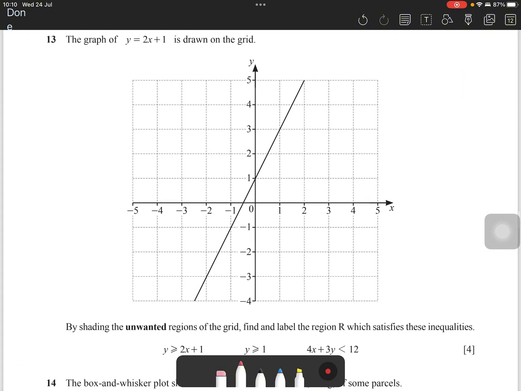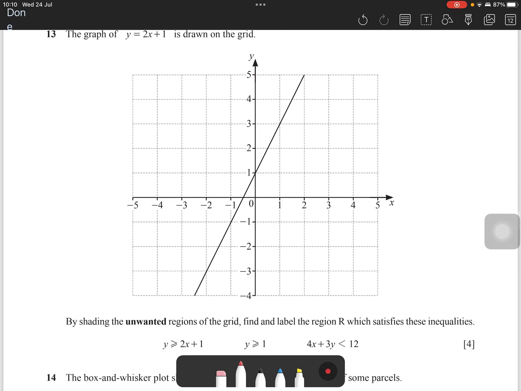Question 13. The graph of y equals 2x plus 1 is drawn on the grid. This is y equals 2x plus 1. By shading the unwanted regions on the grid, find and label the region R which satisfies these inequalities. First, we want y to be greater than or equal to 2x plus 1, so we need to keep the upper part and we remove the lower part of the line.